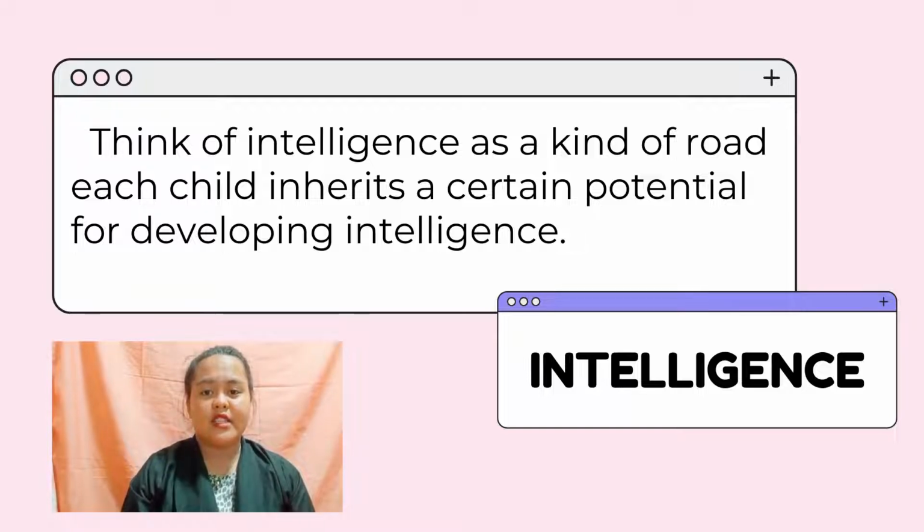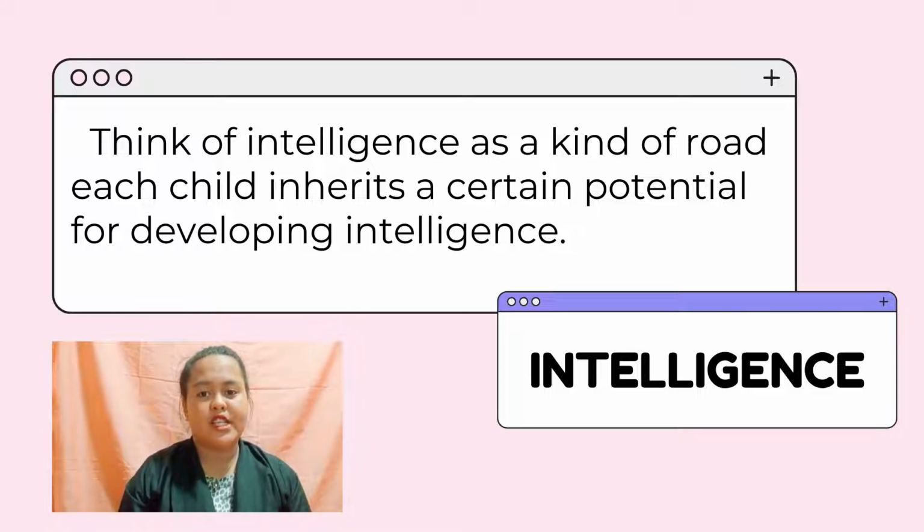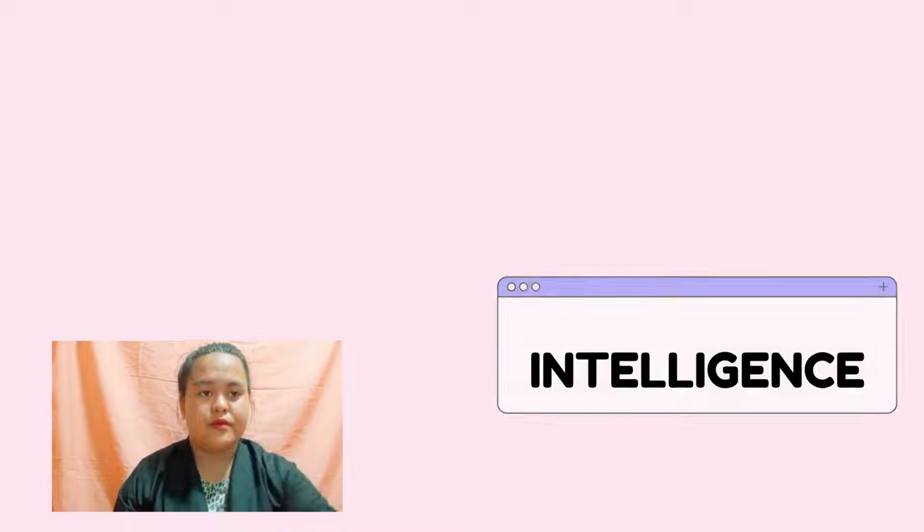Think of intelligence as a kind of road. Each child inherits a certain potential for developing intelligence. The stimulation a child receives during the early years, provided by adults and through the child's own interests, helps develop the potential and helps determine where the child's intelligence winds up along the road.